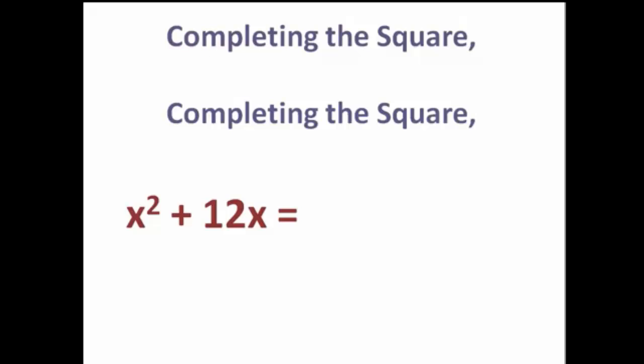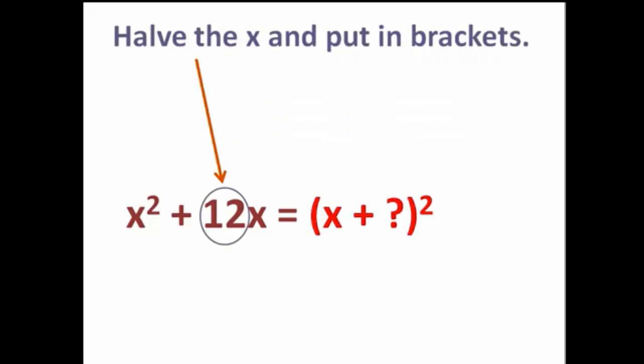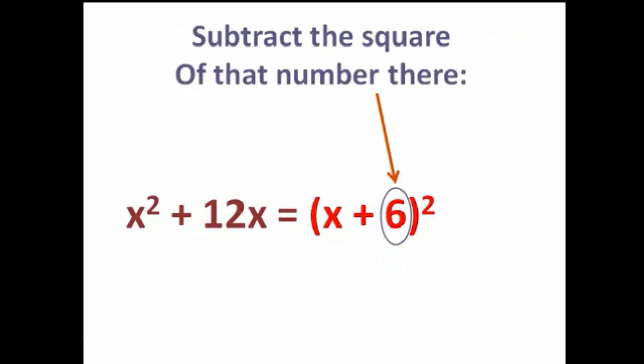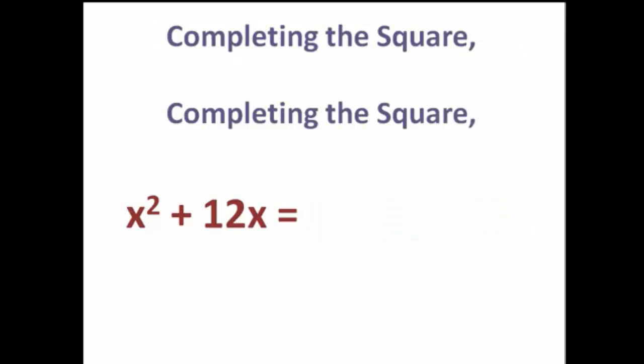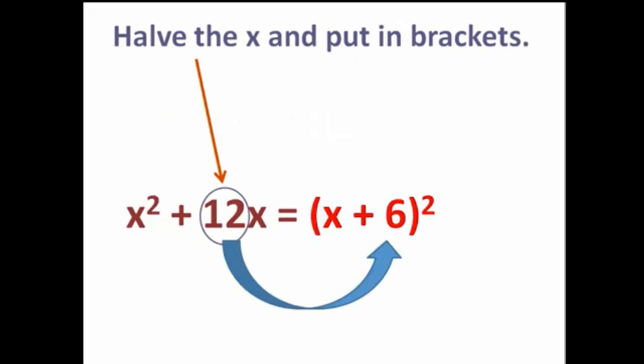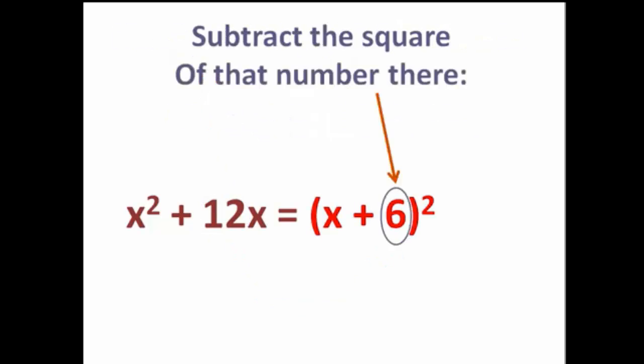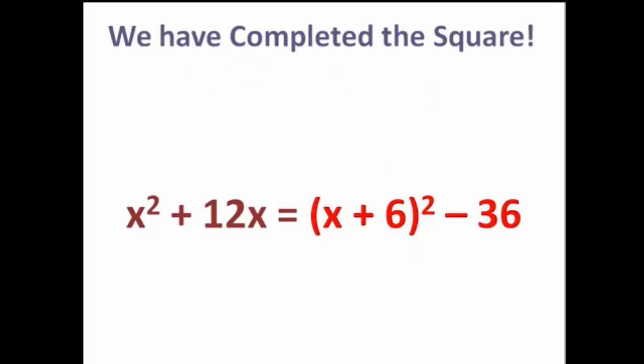Completing the square, completing the square. Halve the x and put in brackets, subtract the square of that number there. We have completed the square.